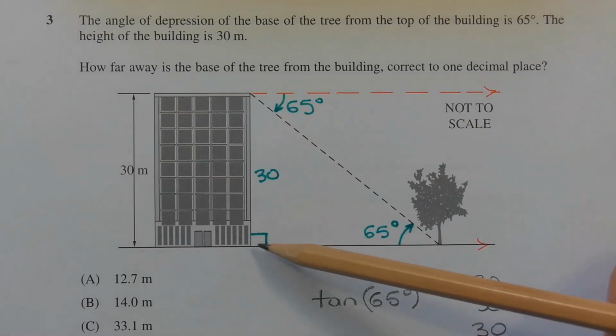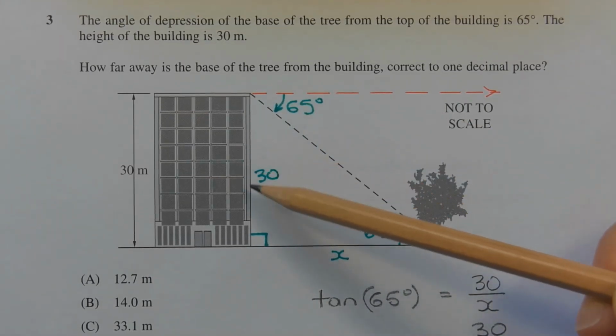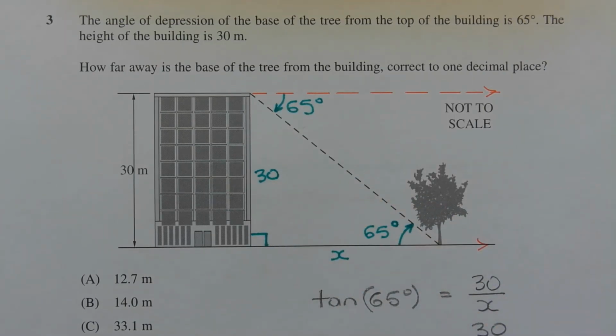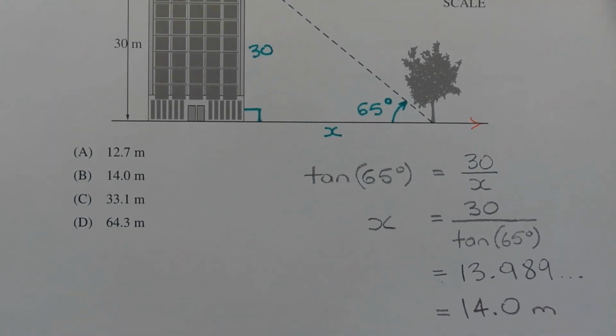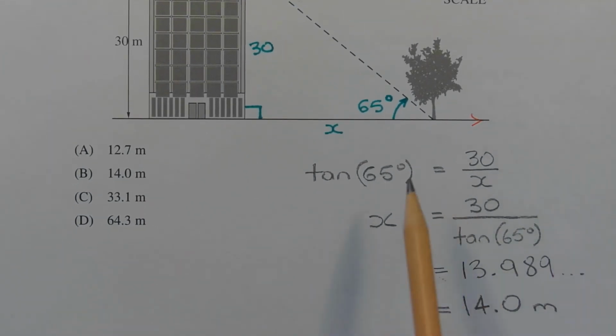Now in this right angle triangle, the building represents the opposite side, and the distance between the base of the building and the tree represents the adjacent side. So the tan ratio will need to be applied to find the value of x, which represents this distance here. So we can form an equation.